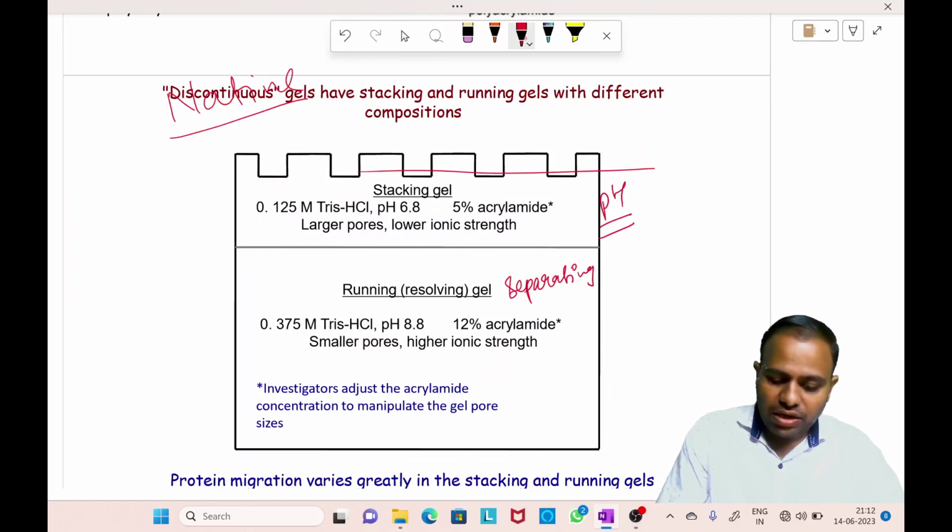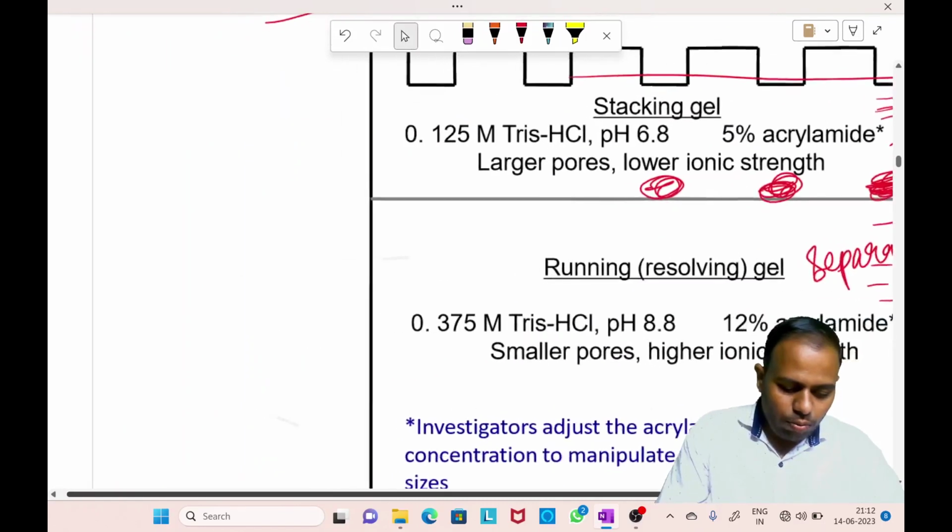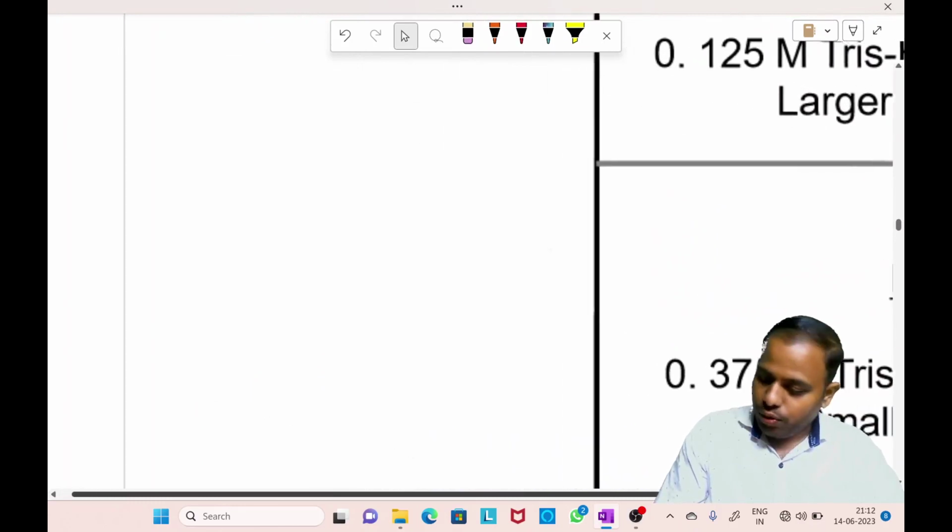The proteins are loaded onto this well and they stack together at this level. All the proteins come together here when the electrophoresis is happening, and when they come to the separating gel, they start separating over here. Generally here 5% and 12% acrylamide solution is shown to you. I will give you the composition of one of them. If you want, you can write it.